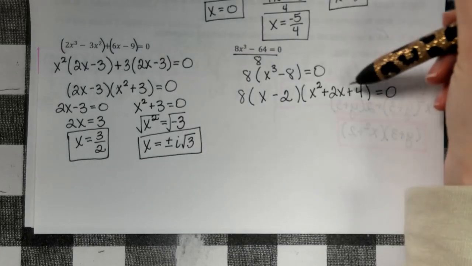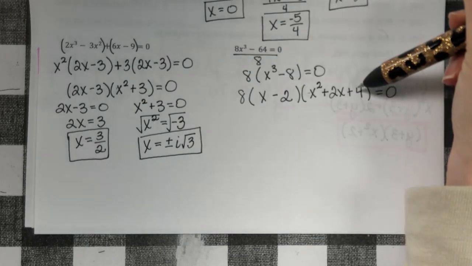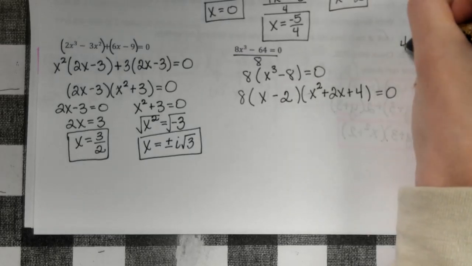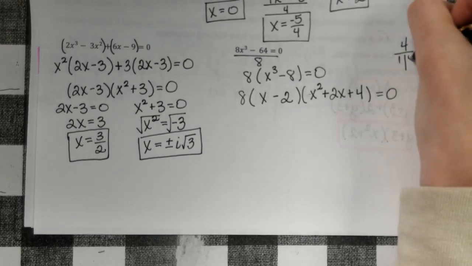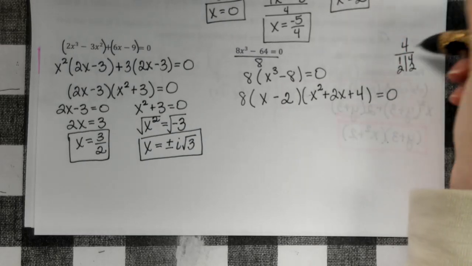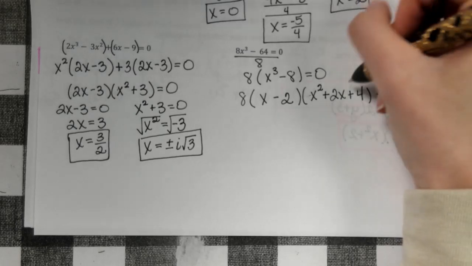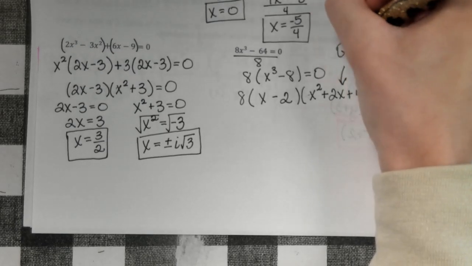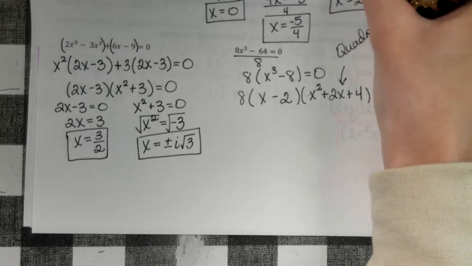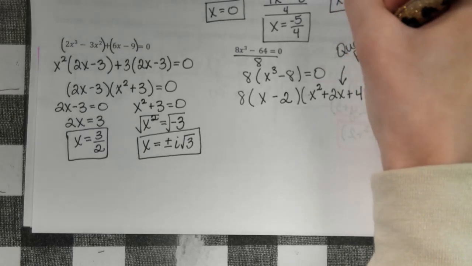Now, I'm going to tell you this trinomial is not factorable. Factors of 4, to give me a 2, I've got 1 and 4, 2 and 2. 1 and 4 give me 5, 2 and 2 give me 4. Not factorable. So I will have to use my quadratic formula when I solve this.